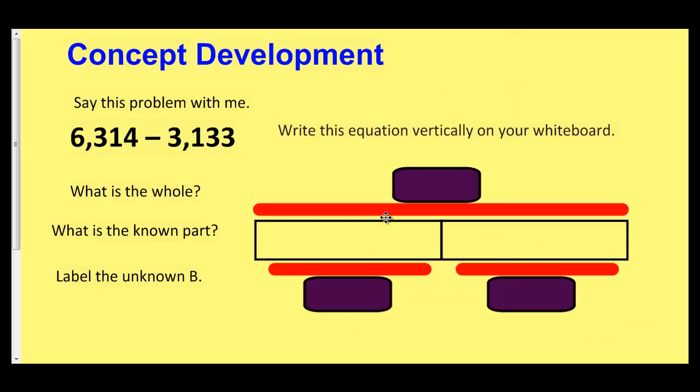Bear with me here. You may need to turn to a new page, but I want you to copy this subtraction problem: 6,314 minus 3,131. Remember, I want you to copy that vertically, not horizontally. I know on the document that you're looking at, it's horizontal, but I want you to write it vertically. So when you copy this, you're going to write it up and down. Okay?